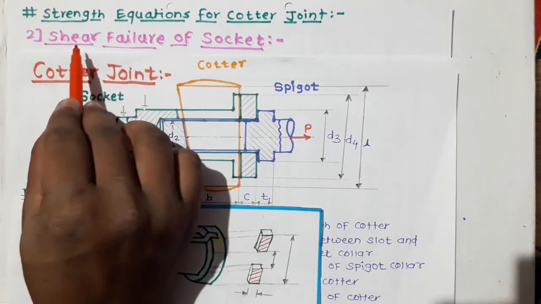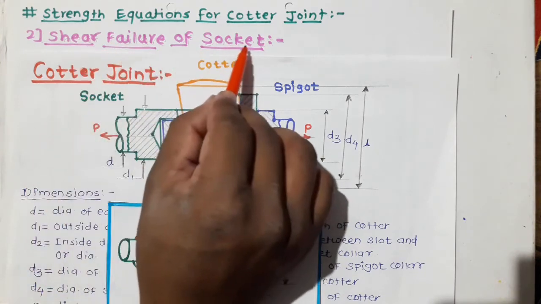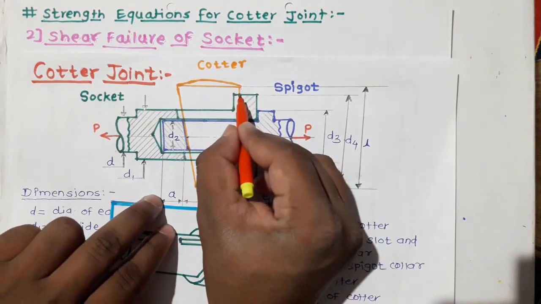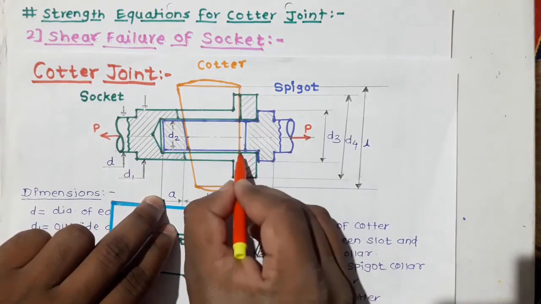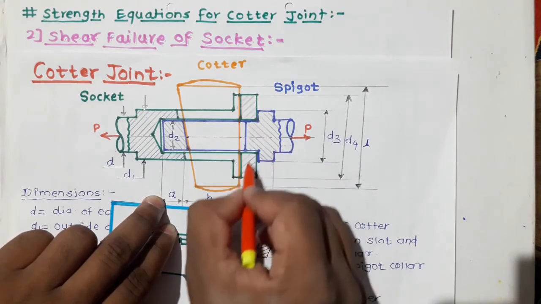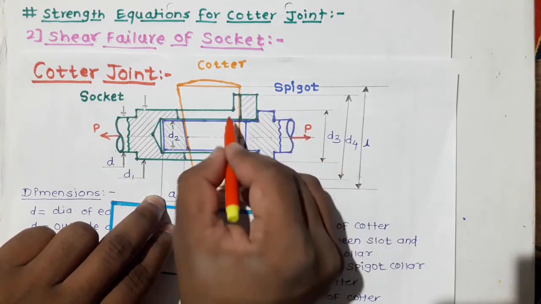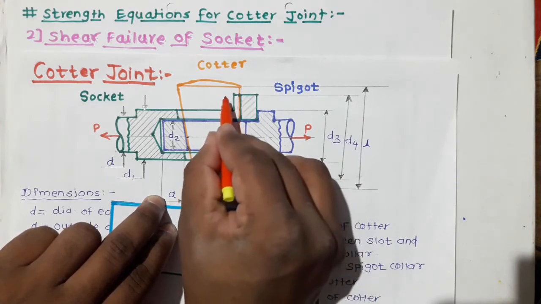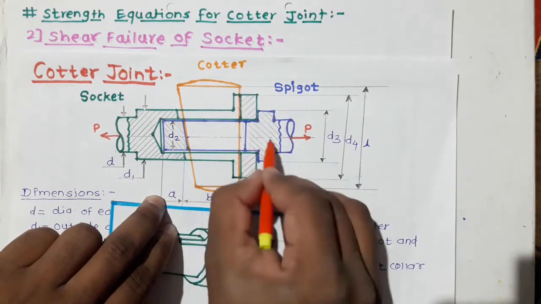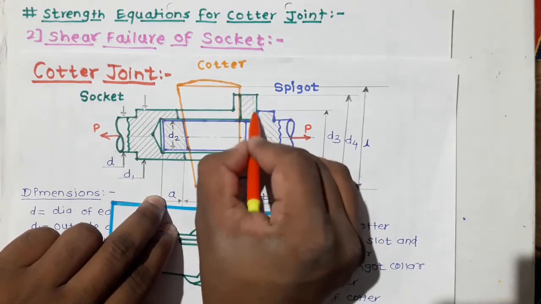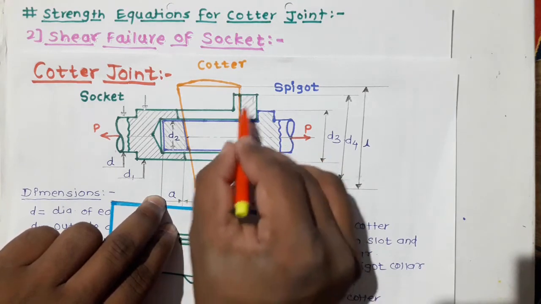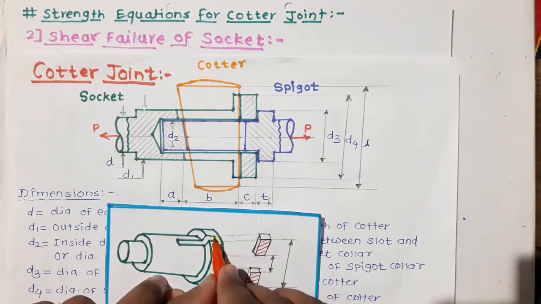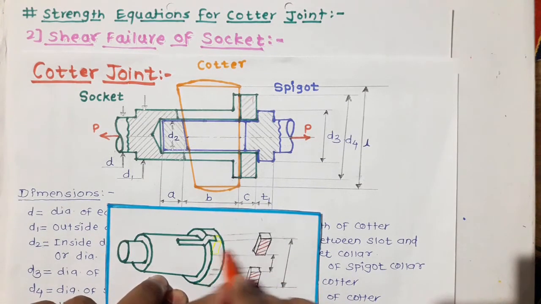Now consider the second failure of the socket, that is, shear failure of the socket. In this failure, the portion of the socket which is present here, that is, these two areas, get sheared off from this socket, because the quarter is in contact with these two surfaces of the socket, and thus the quarter exerts the force towards the right side on this end of the socket, and thus these two areas get simply sheared off from this socket end. Now in the 3D diagram that you can see here, these two portions which are present after this slot get sheared off like this.